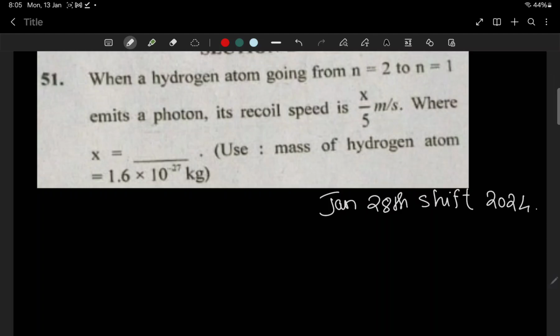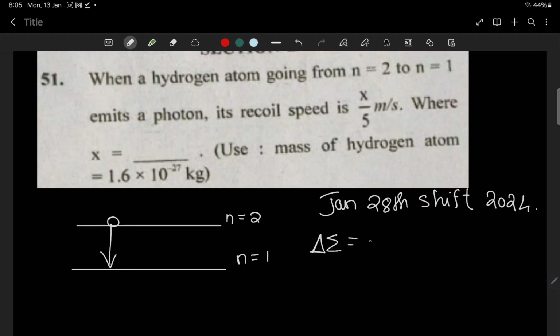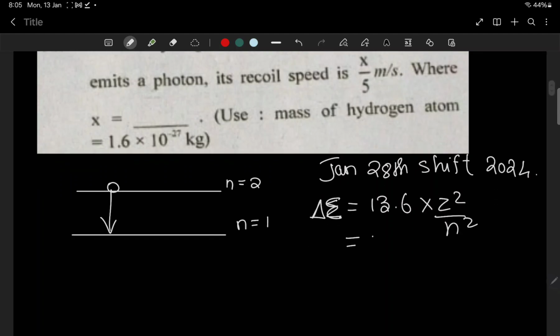So first of all, this is n equal to 2, n equal to 1. So there is a Balmer line here. No, not Balmer, Lyman line. An electron is going from here to here. First of all, what is the energy? You know that the energy is 13.6 into Z square by n square. So it is a hydrogen atom, so Z is 1. So it is just 13.6 by n square.